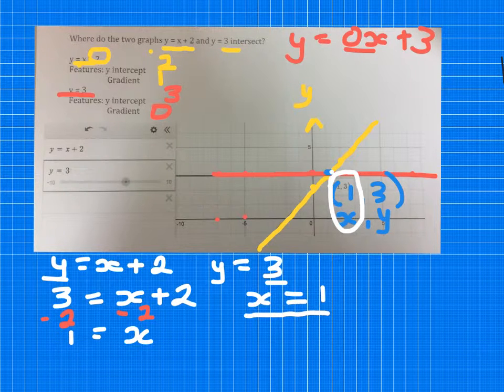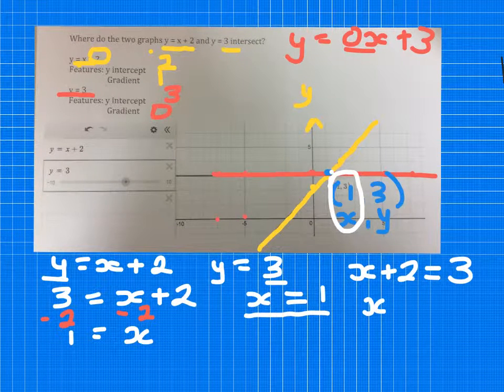So, at the point of intersection of two lines, you're solving the equation where the equation of one line, x plus 2, is equal to the equation of the other line, y is equal to 3. And the x-coordinate of the point of intersection is the solution to the equation.